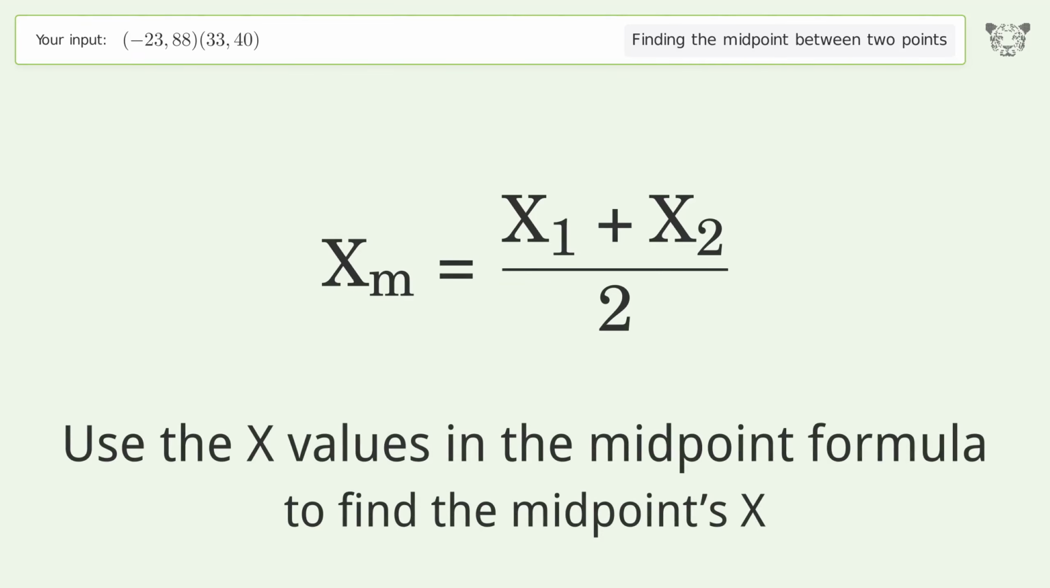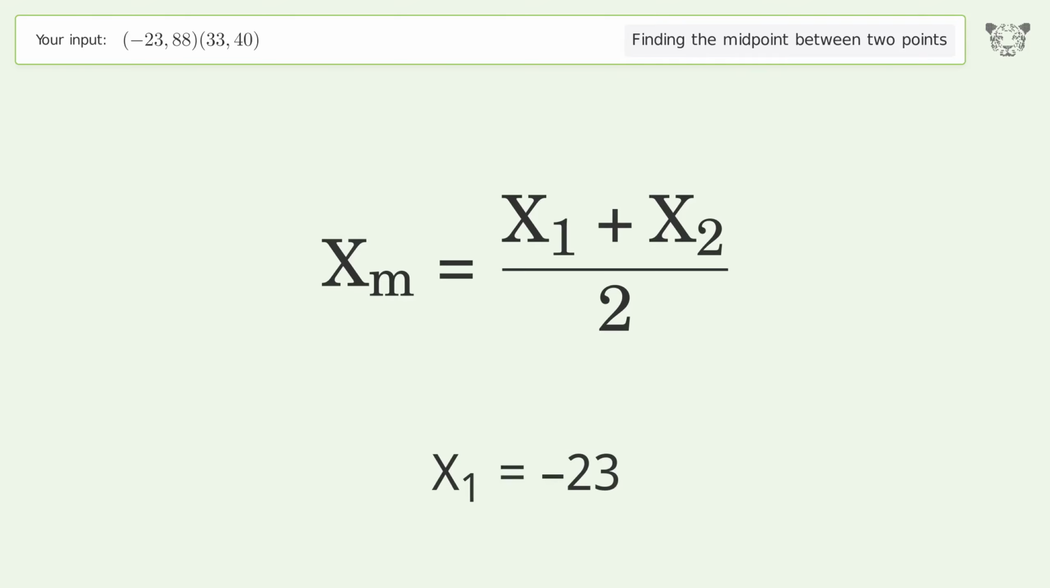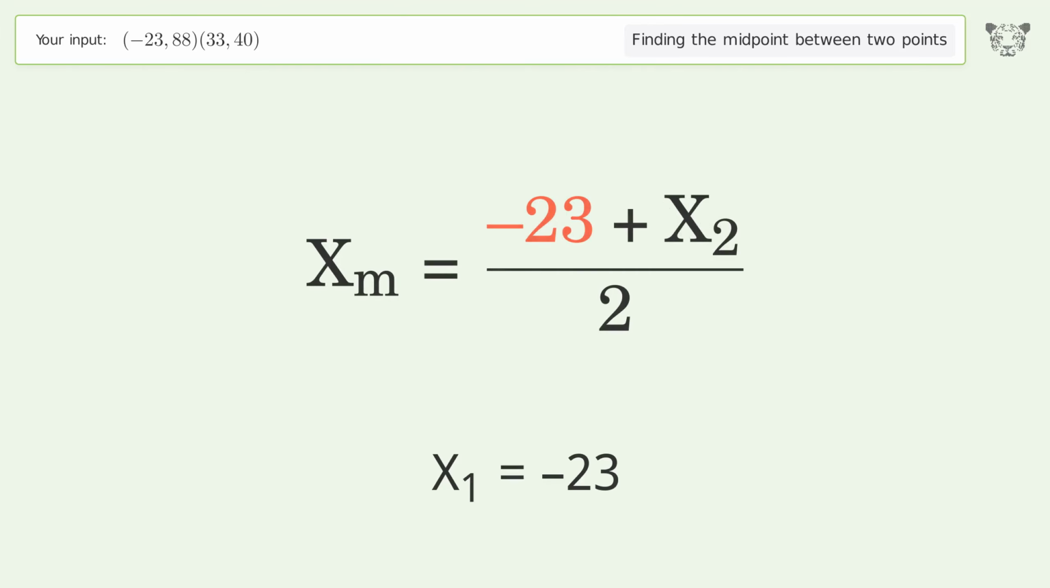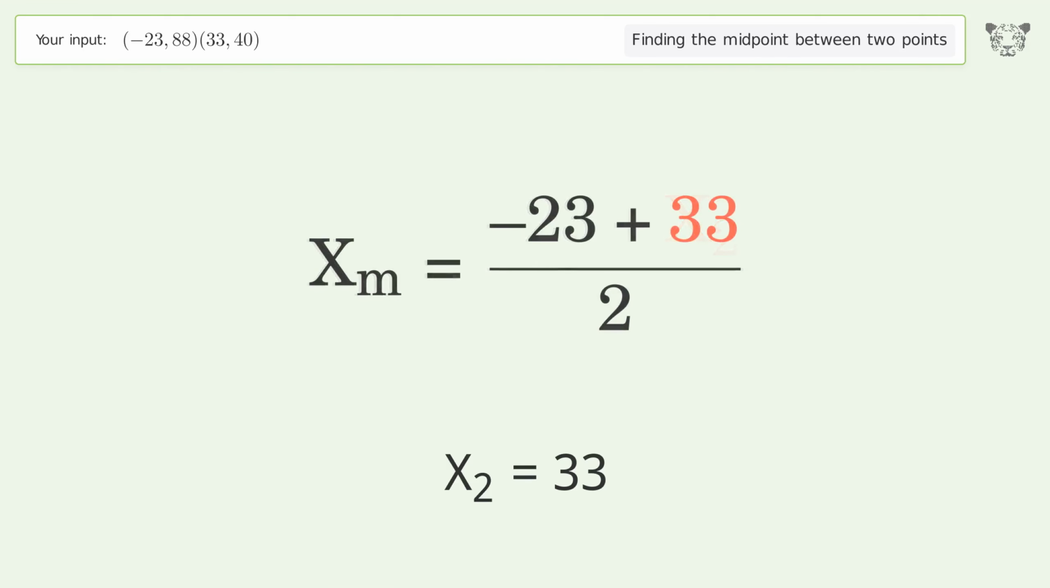Use the x values in the midpoint formula to find the midpoints x. x1 equals -23. x2 equals 33. Simplify the arithmetic.